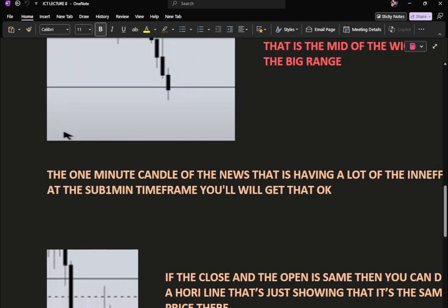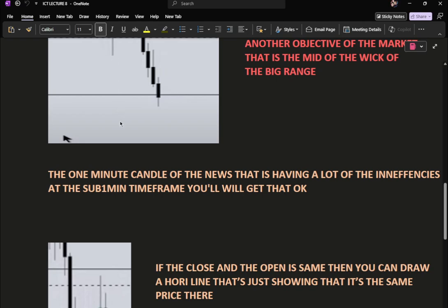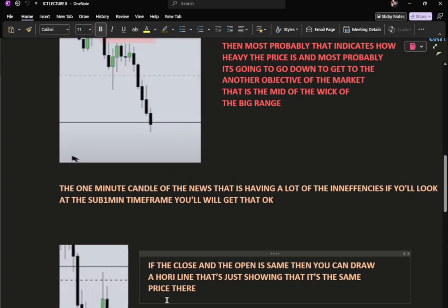Okay. The 1 minute candle of the news. Suppose that you have a big news, and the news formed a very big candle. That big candle has a lot of inefficiencies inside it, and it has a higher probability that the algorithm will try to go to that big candle to balance out that whole range. If you're having a big down candle, and if you're having a big up candle, that is a balanced price range.